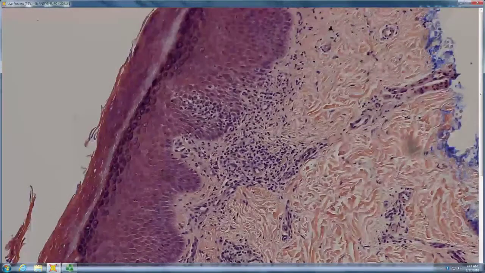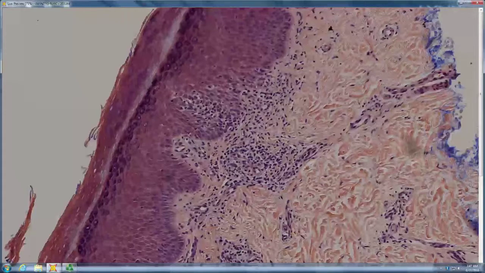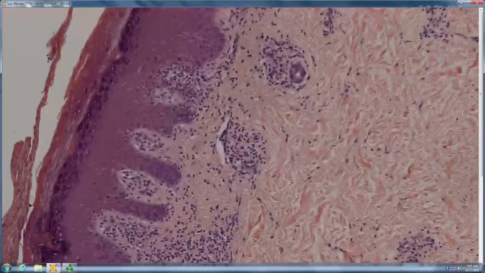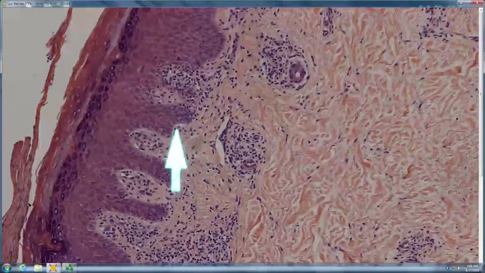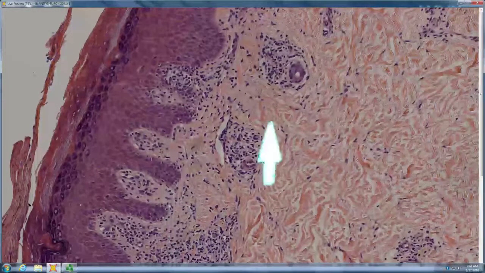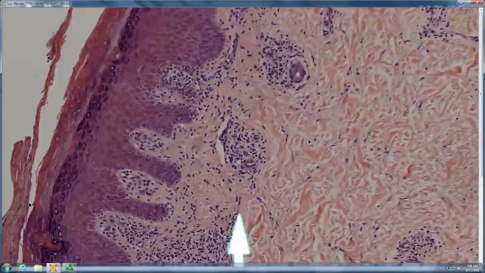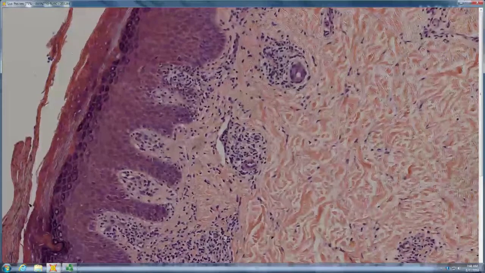Why MF? There's a lot of epidermotropism lined up with the DEJ. Papillary dermal fibrosis, bare underbelly to the vessels. Yeah, that's a really nice bare underbelly sign, right? So you are correct, mycosis fungoides.